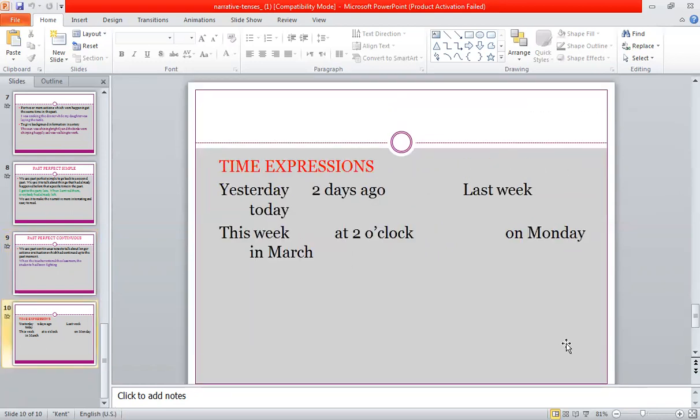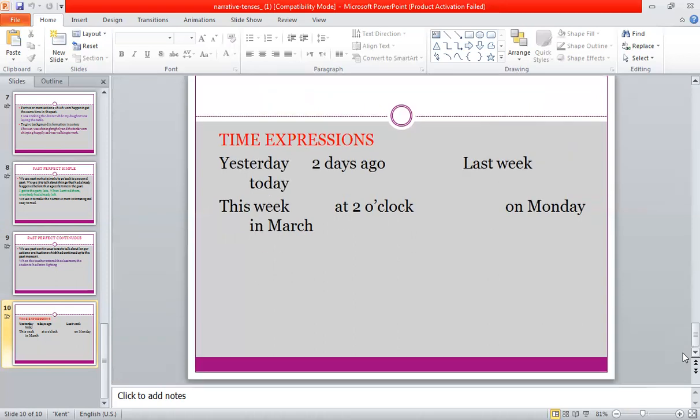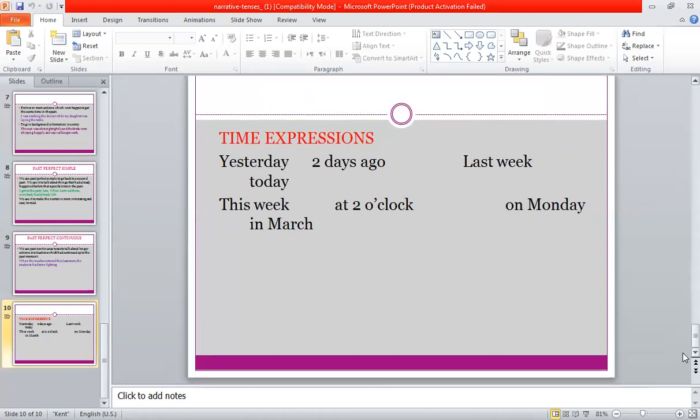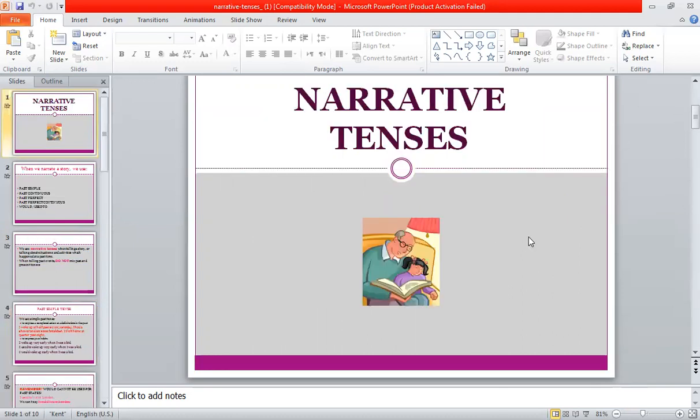Okay, here we have time expressions: yesterday, two days ago, last week, this week, at two o'clock, on Monday, in March. Generally, keywords for past tenses, according to the tense we use them. Okay, this is for narrative tenses, all types of past. Important lesson, I explained it before in the online class and in class as well.